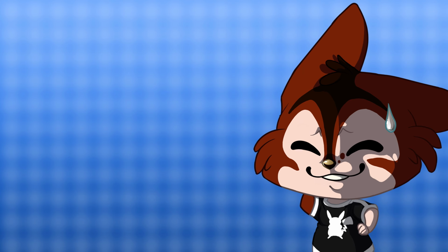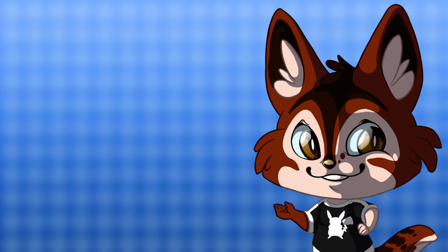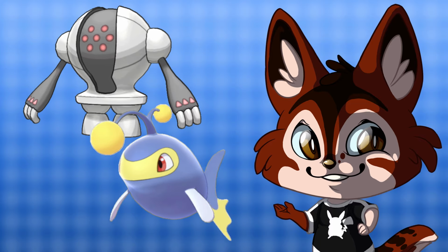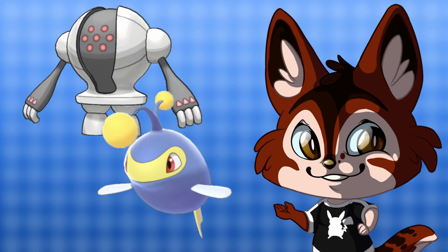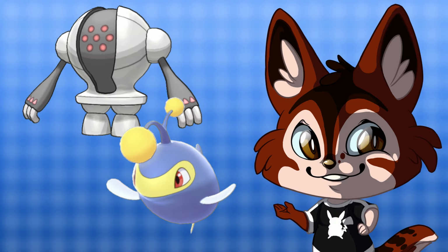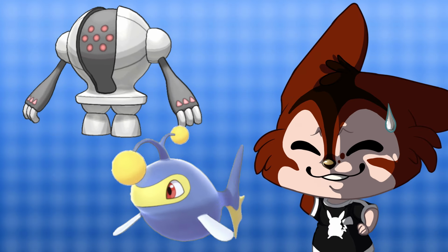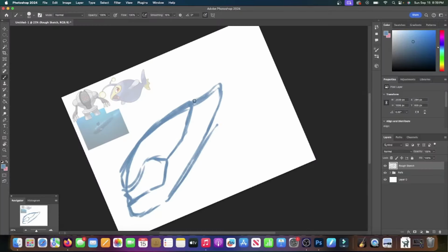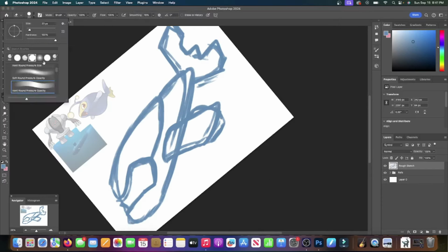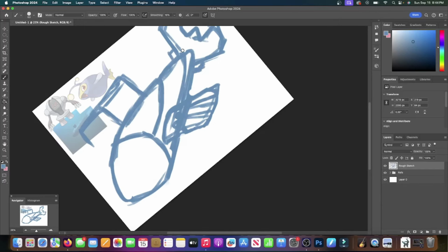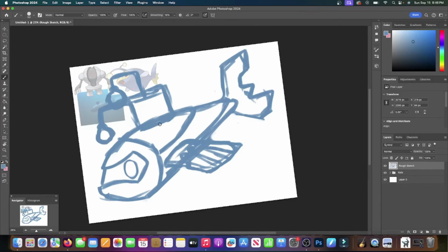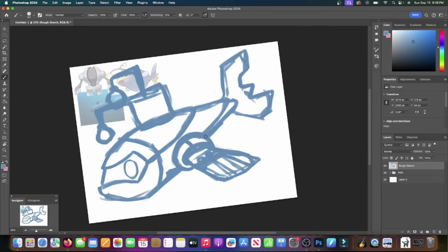Speaking of designs I was worried about tackling, the second one is the one I'm talking about now, Registeel and Lanturn. Registeel's a massive metal golem, and Lanturn is an anglerfish, so this design should blend together swimmingly. Which, when I realized I could make this thing submarine-based, then yeah, they did blend. Very swimmingly. Pun very much intended.